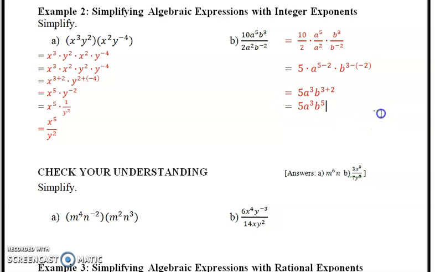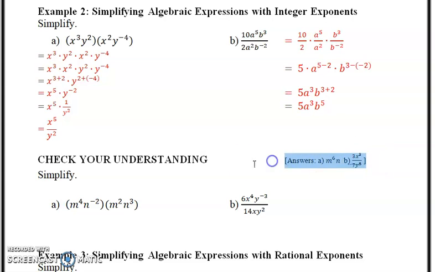Which is 5. So the final simplified answer is 5a cubed b to the power of 5. And then we're finished with that one. Then there's a check your understanding. You guys can work on that. There are the answers for the A and B at the bottom of your page there.